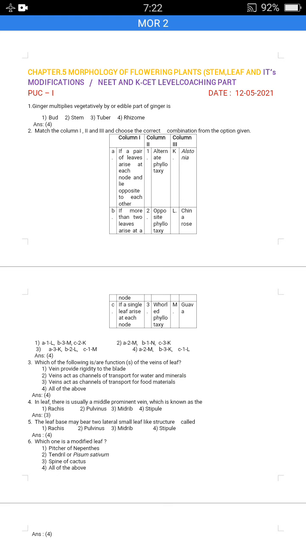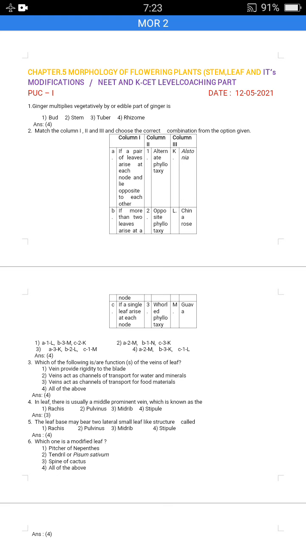Next, fourth question. In a leaf, there is usually a middle prominent vein which is known as... Now let us see the correct options for that. So the prominent vein in the leaf which is present in the middle is called option 1, rachis, option 2, pulvinus, option 3, midrib, option 4, stipule. So the correct answer for this question is midrib.